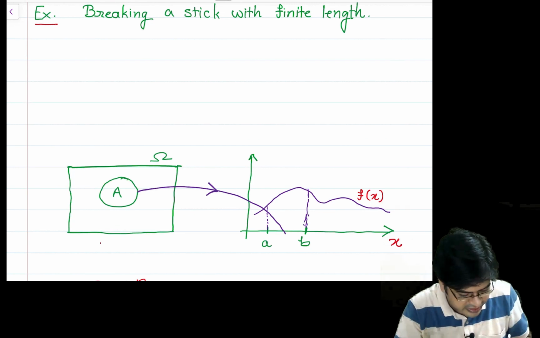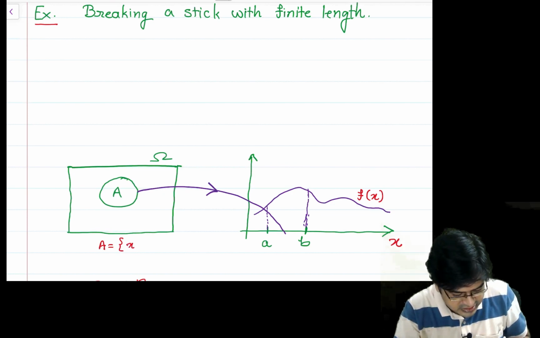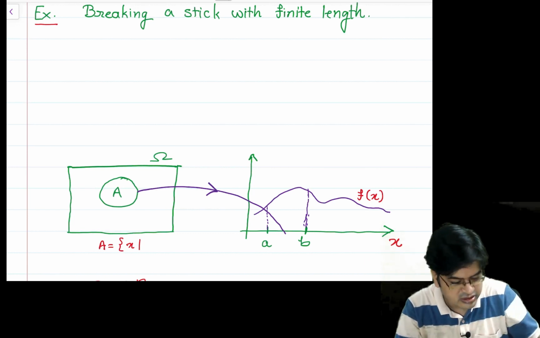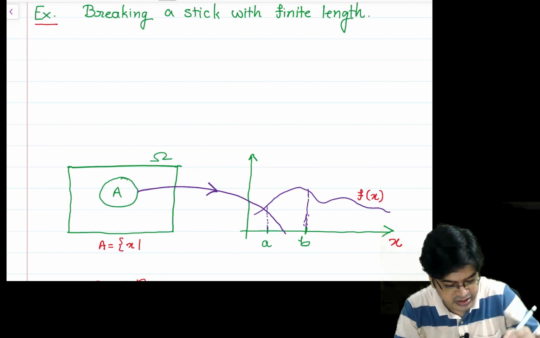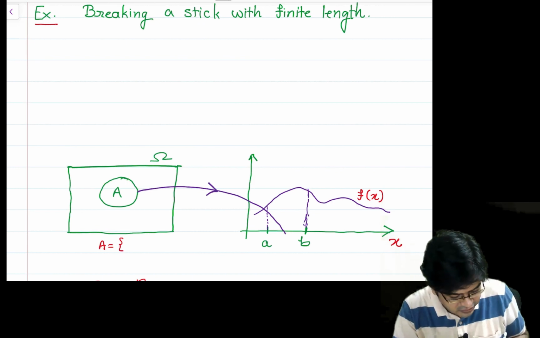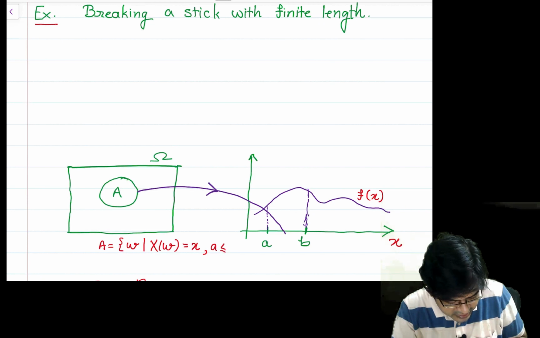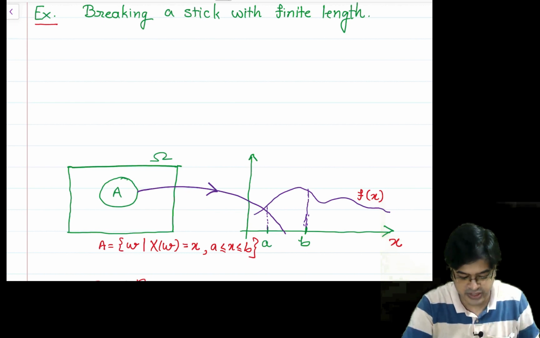If I want to describe this event in the sample space, I can describe it as the set of all omegas such that X of omega is equal to x, where a is less than or equal to x is less than or equal to b. This is the description of event A in this sample space.